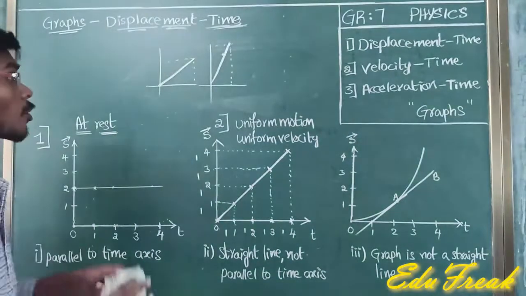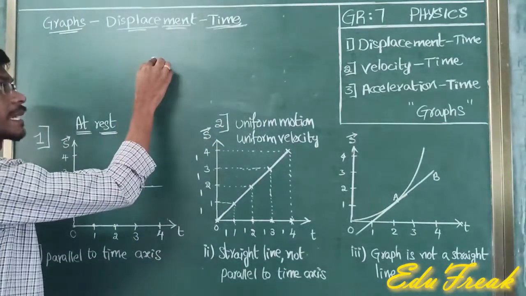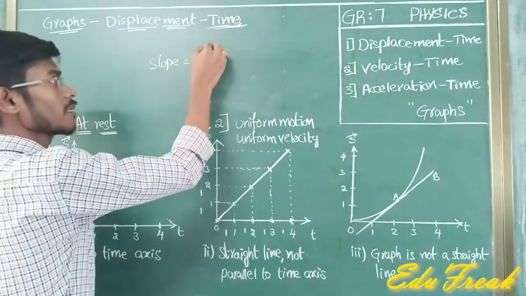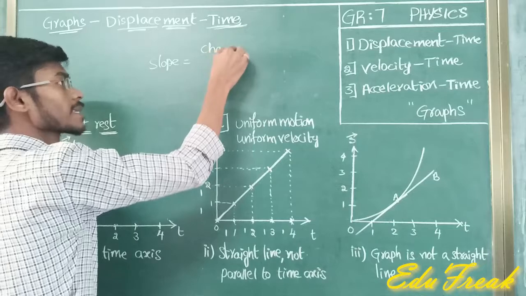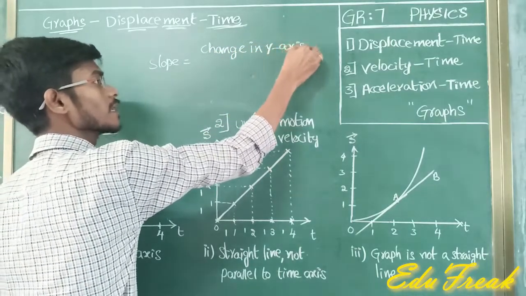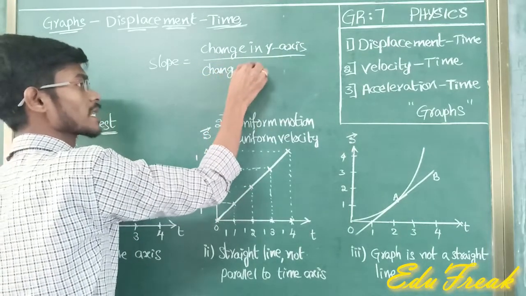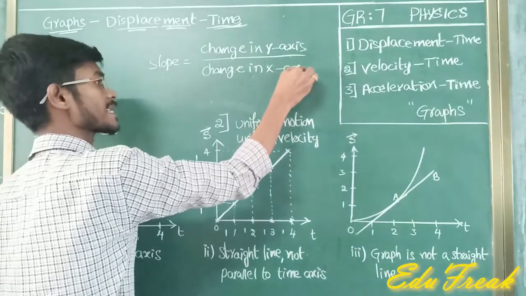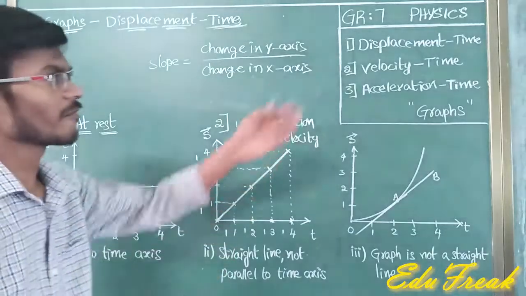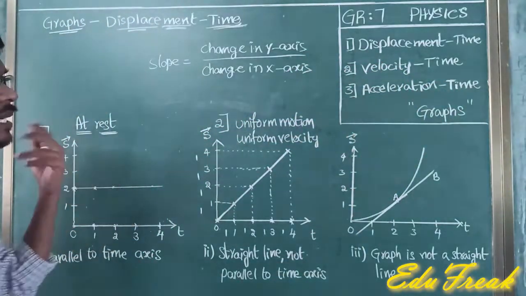So here the slope of the object can be given by the change in y-axis coordinates divided by the change in x-axis coordinates. See, for any type of graph, velocity-time, acceleration-time, by using the slope we can find out any other quantity.